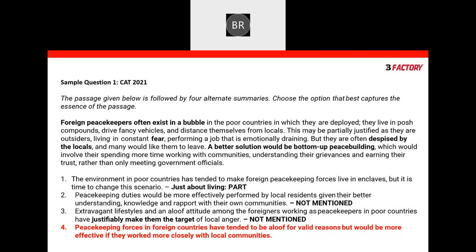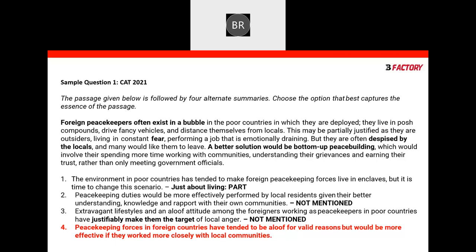Okay. Now, go to the options. Look at option number one. The environment in poor countries has tended to make foreign peacekeeping forces live in enclaves, but it is time to change this scenario. Okay. This is talking about foreign peacekeepers living in enclaves. This is true, right? I hold it, okay? Let's go to two. Peacekeeping duties would be more effectively performed by local residents given their understanding, not mentioned. So see, option number two is a clear no.